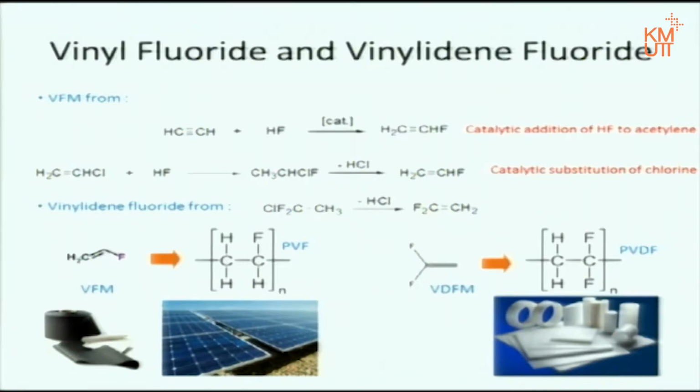VDFM, this one is VDFM. You can produce VDFM by a similar process. So this is the final step, elimination reaction of hydrogen chloride from this intermediate. Of course, you want two fluoride atoms on the VDF, right? So you must have two fluorides here and one chloride to be eliminated. So the intermediate must contain one chloride and two fluorides. So I just give you the homework to think how to synthesize this intermediate. Okay, how to produce this one.